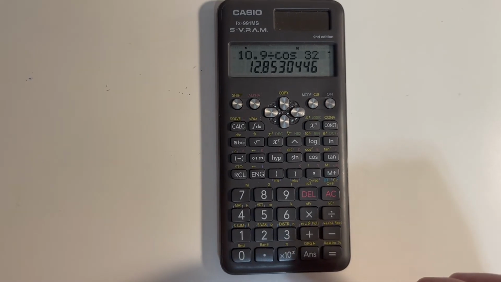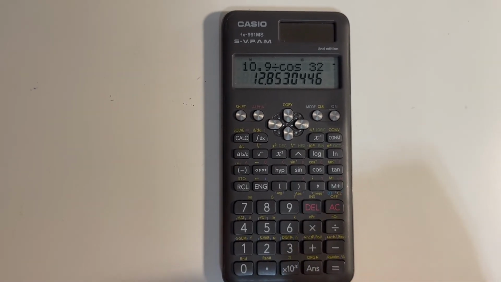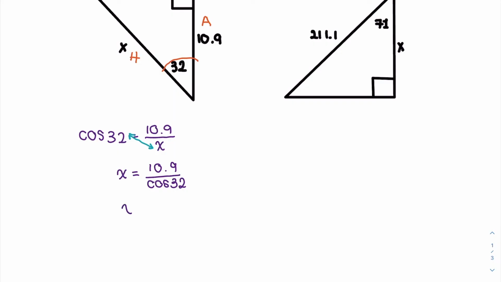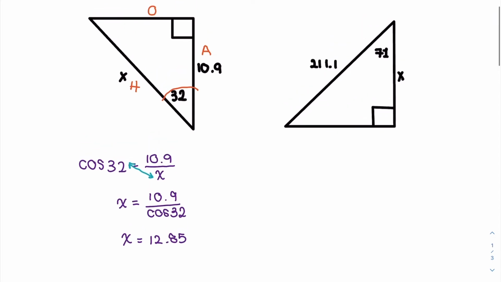Then equal, and you should get 12.85. We're going to end up with x is equal to 12.85. A good way for me and you to quickly check is to look at the numbers you were already given, 10.9. Does that make sense that x is 12.85? And it does, especially since it's a bit longer.